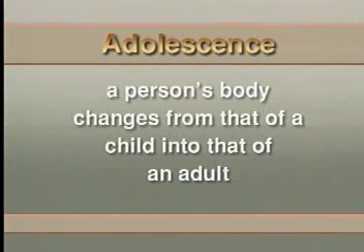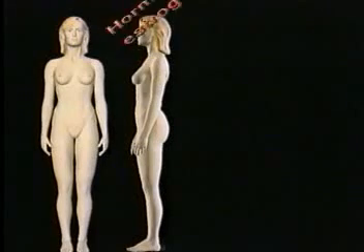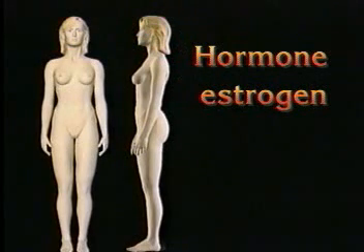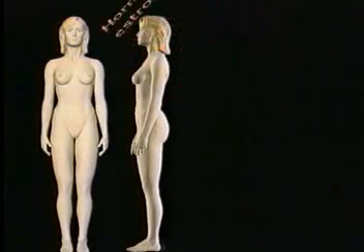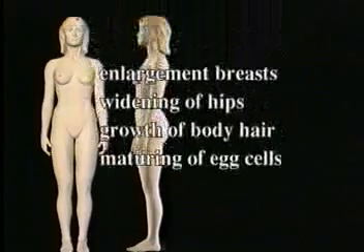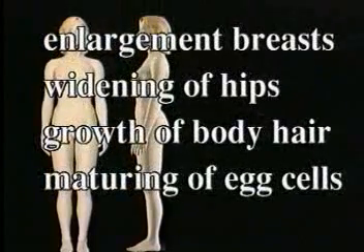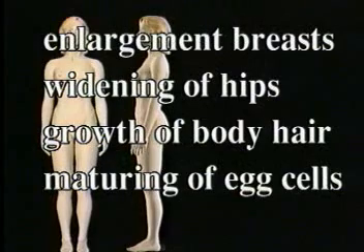Adolescence is a period of change that begins in the early teens and goes until about age 20. During this time, a person's body changes from that of a child into that of an adult. The hormone estrogen, produced and released by the ovaries, causes the following changes during this period: an enlargement of the breasts, the widening of the hips, the growth of body hair, and the maturing of egg cells in the ovaries.